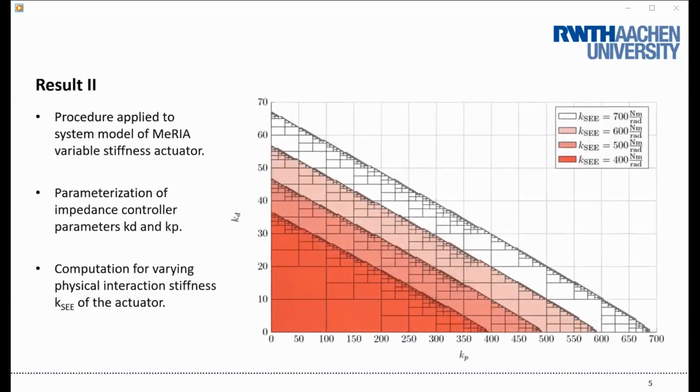See the result for our variable stiffness actuator, Mariah, evaluated at different values of physical interaction stiffness KSEE. The goal is a parameterization of our controller values, KD and KP, our impedance controller, which was successfully achieved.